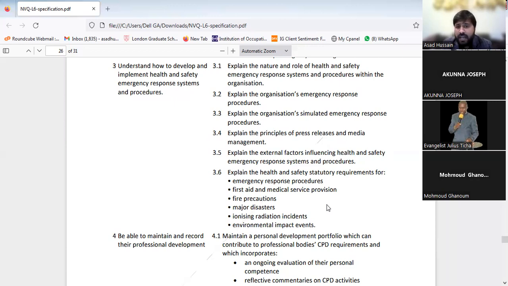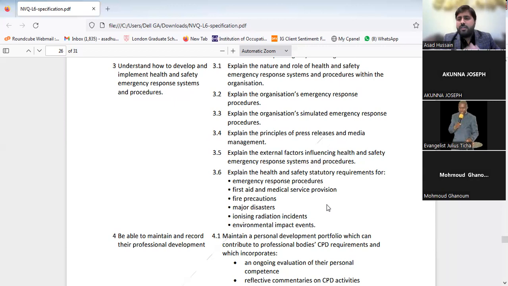So explain the health and safety statutory requirements for emergency procedure, first aid and medical service provision, fire precautions, major disasters, ionizing radiation incident, environmental impacts event. So do remember, with respect to statutory requirement, because we are doing a course which is UK based, we are taking the HASAWA as an example. There will be health and safety first aid regulations and other acts, but you have to explain why you are making such arrangements in your workplace, by which laws and which regulations you are doing this. You have to explain that here in this assessment criteria 3.6 of Unit 8.